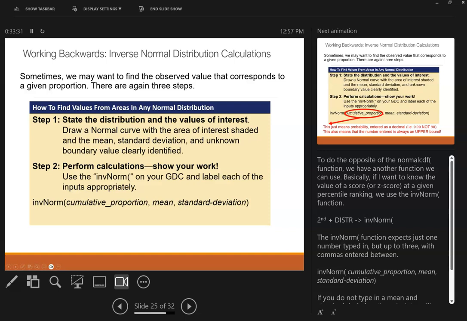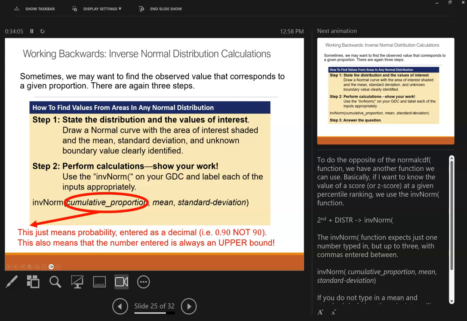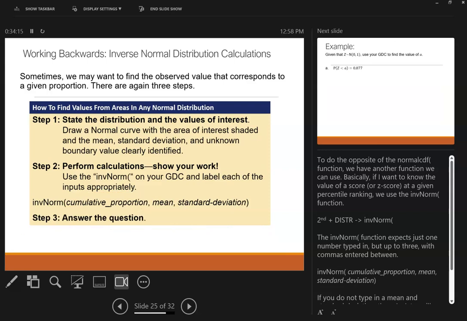Your inputs are going to include the cumulative proportion, which is just the probability, and then the mean and standard deviation. One thing though, inverse norm can only solve for X when X is less than blank. It can only do less thans. Well, Mr. Kulik, what if I have a greater than, or what if I have it in between two values? We'll show you how to deal with it in a second. Again, make sure that when you're entering that probability, it has to be a decimal, no percentages. So 0.9 rather than 90%. Okay.